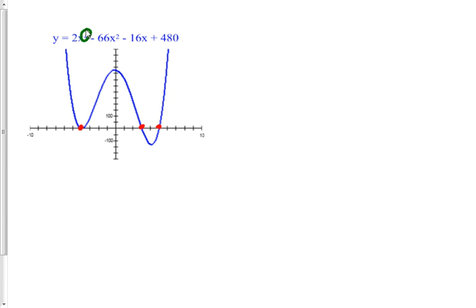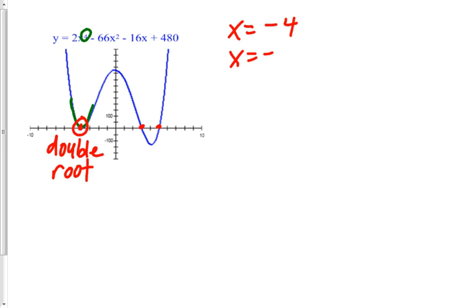Well, what we're learning new here is that if we see this bounced shape on a graph, the root associated with it is known as a double root. Now, if I were to list all my roots out, I would have x is equal to negative 4, x is equal to negative 4, with negative 4 being my double root. But then I also have 2 distinct roots, x is equal to 3, and x is equal to 5.